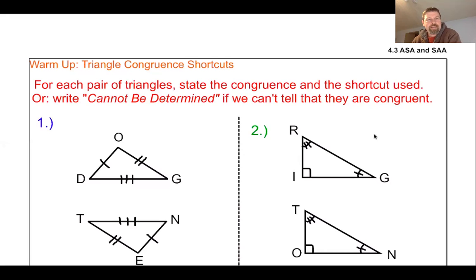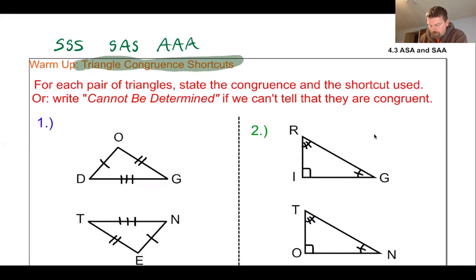Hello again. Yesterday we started talking about triangle congruence shortcuts. Specifically, we mentioned three of them yesterday. Side, side, side, which worked. Side, angle, side, which also worked. And angle, angle, angle, which did not work. So we talked about some triangle congruence shortcuts.